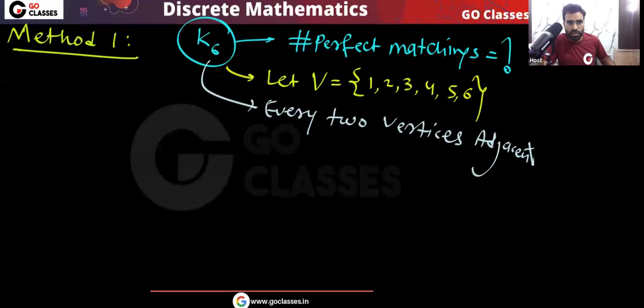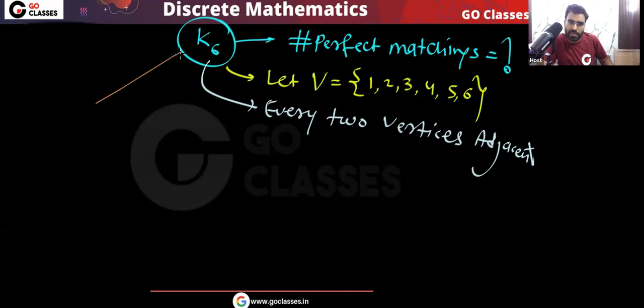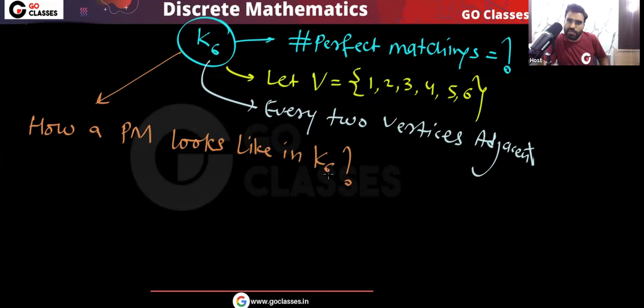Correct? Now let's see method number 1 to find the number of perfect matchings. If you are creating a perfect matching, it is necessary that it will have 3 edges. Do you agree with me? In this K6, how will a perfect matching look like? Can anyone tell me?